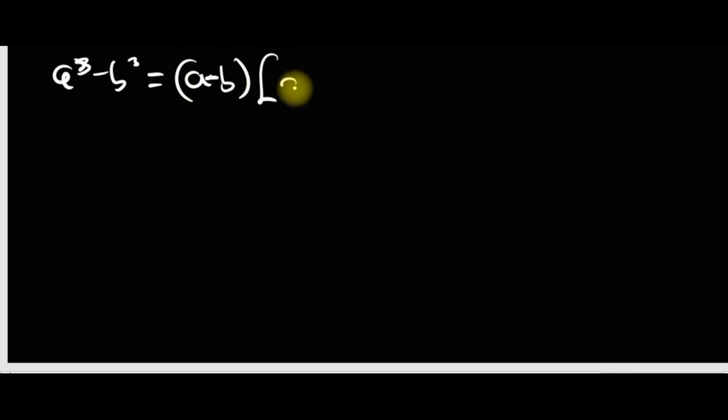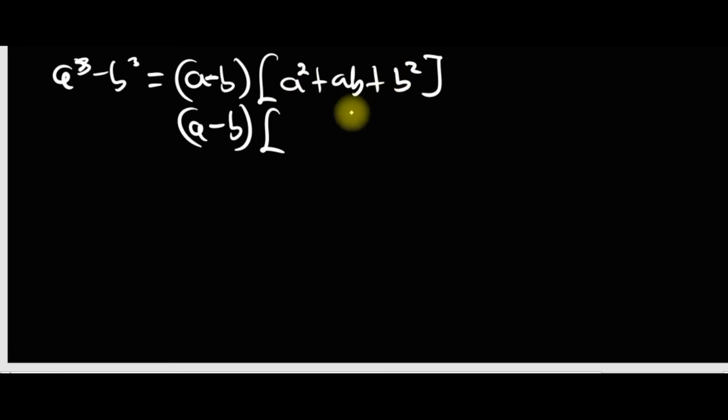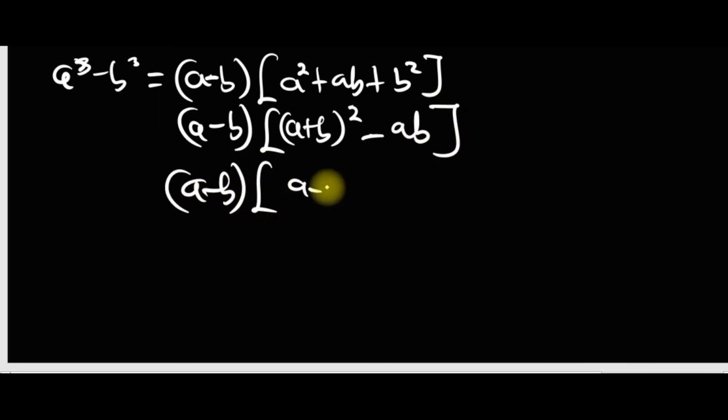So with that, you see that a cube, difference of 2 cubes, has 3 formulas. The first one is this: a squared plus ab plus b squared. The second one is a minus b times a plus b squared minus ab. That's the second one. And finally, a minus b squared plus 3ab. So that's the 3 formulas for difference of 2 cubes.